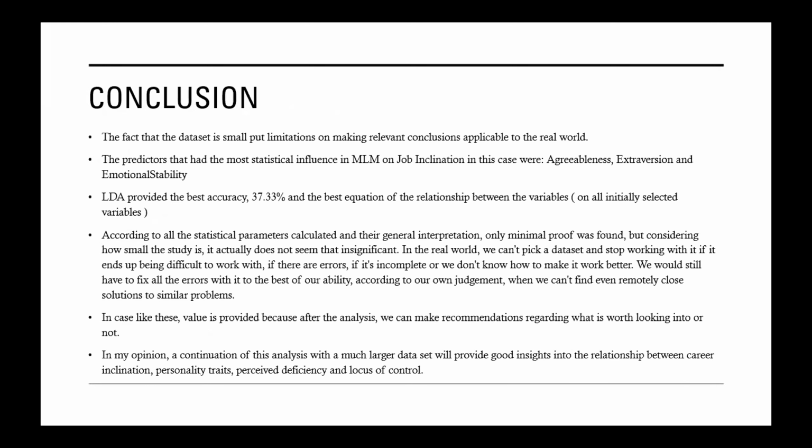In conclusion, the fact that the dataset is small put limitations on making relevant conclusions applicable to the real world. The predictors that had the most statistical influence in MLM on job inclination were agreeableness, extraversion, and emotional stability. The LDA provided the best accuracy, 37.33%, and the best equation of the relationship between the variables on all initially selected variables. According to all statistical parameters calculated and their general interpretation, only minimal proof was found. But considering how small the study is, it does not seem that insignificant.